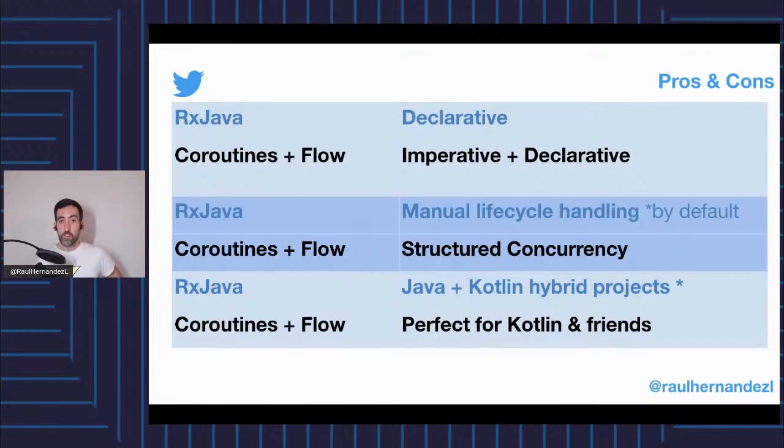RxJava is good for hybrid projects, unless you have some crazy wildcards that are not covered, but maybe you need RxKotlin instead. And if you don't need Java because you are super lucky, then you can just use coroutines as Flows and friends. That's perfect. You don't need anything else.